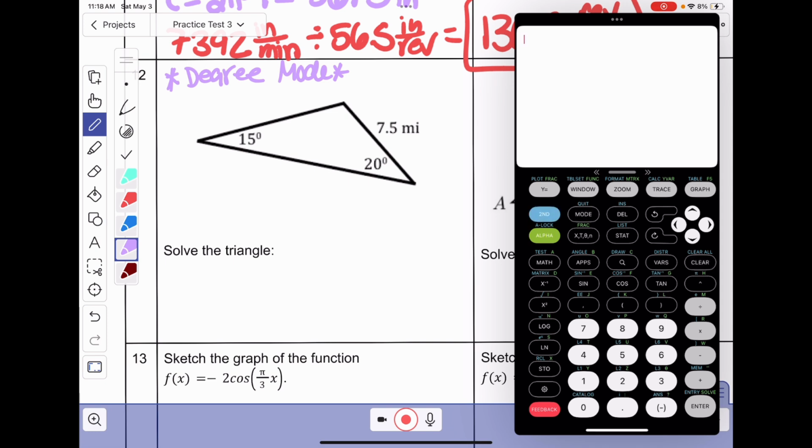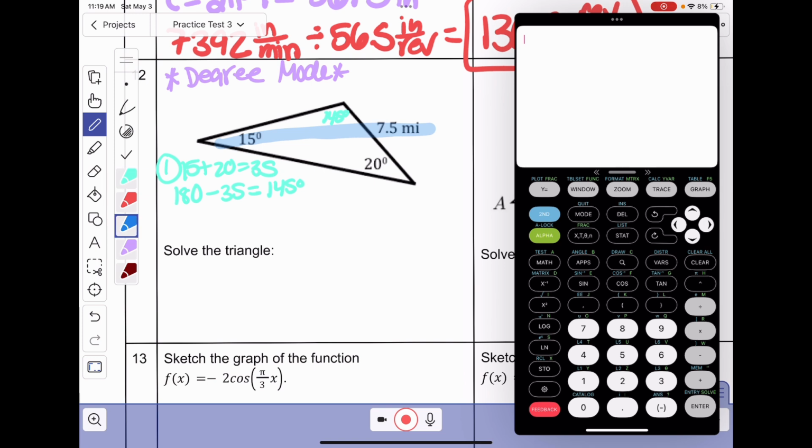All right. What do we know? Well, we know the angle and the side across from it. And then we know another angle. So we're going to be able to do law of sines here. The first thing we're going to do is find the missing angle, because we know how many degrees are in our triangle. So we're going to add the ones we know. 15 plus 20, and we get 35. And then we do 180 minus 35 and get 145. So that gives us this one.